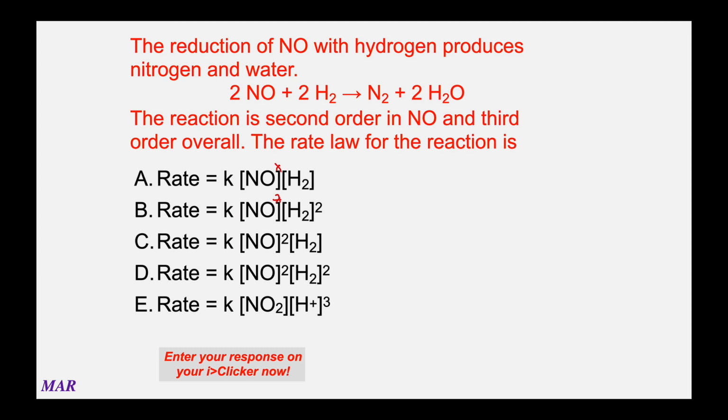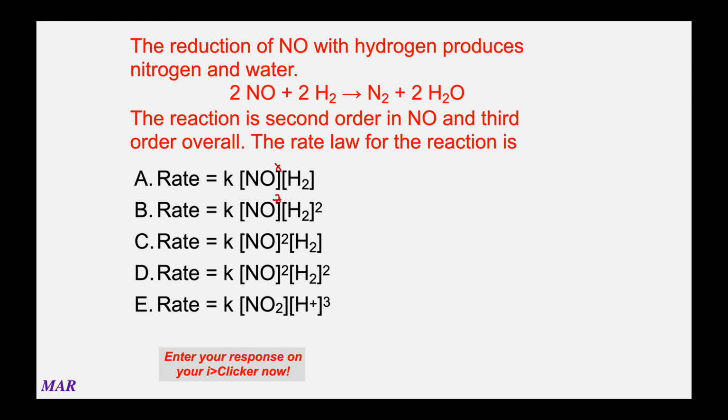So we know that because C and D both have second order NO. When you write that little superscript 2, that means second order. Now, it also says that it's third order overall. And if you remember from lecture, if you add up all of the orders of all the reactants and pieces in the rate law, that equals the overall rate order.